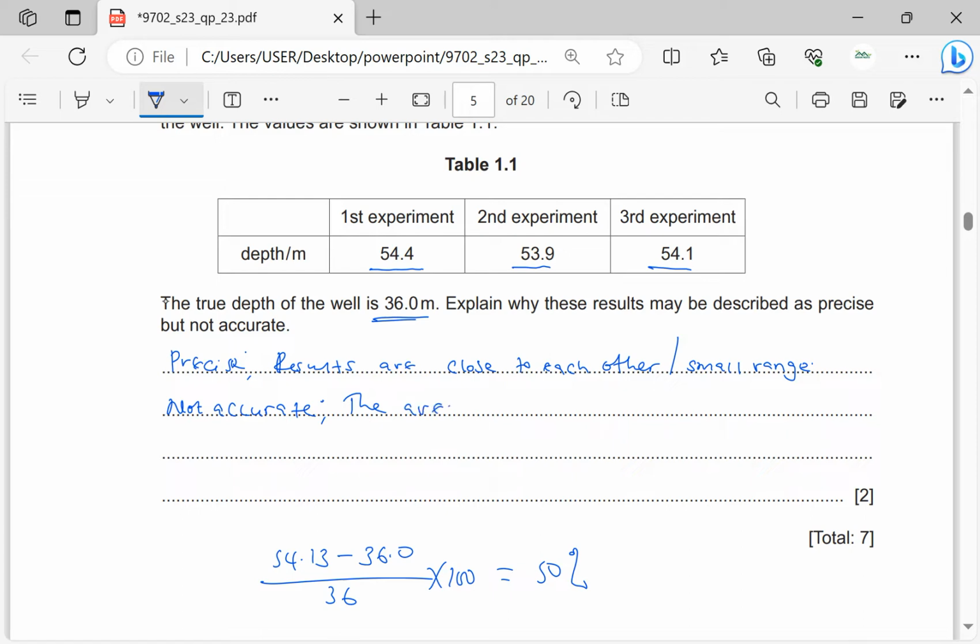So the average of the values is about 50% different from the true value. So the average of the values is about 50% different from the true value of the expected value. So they are not accurate. Not accurate, but precise.